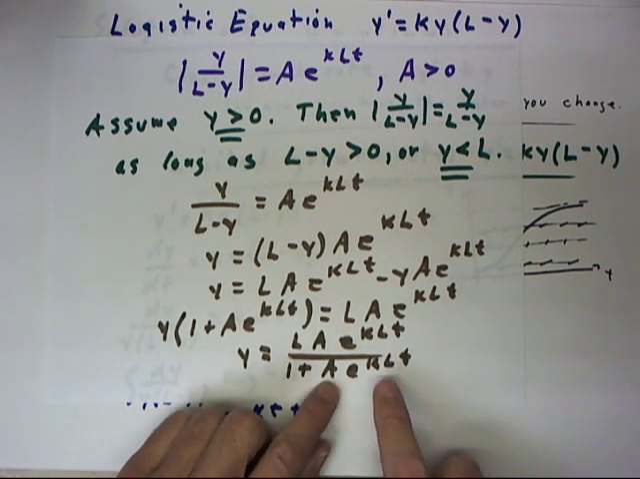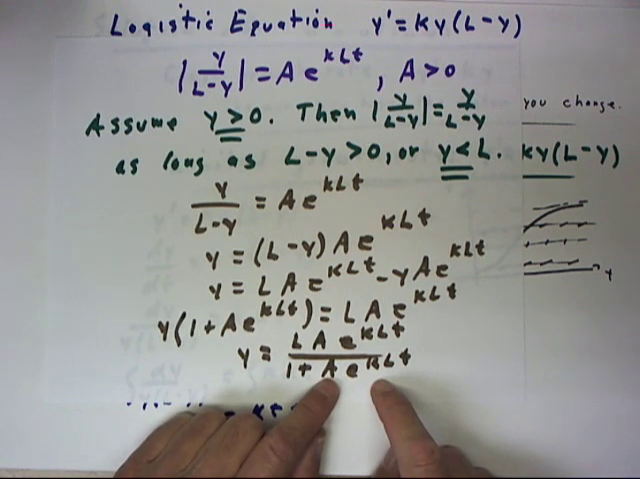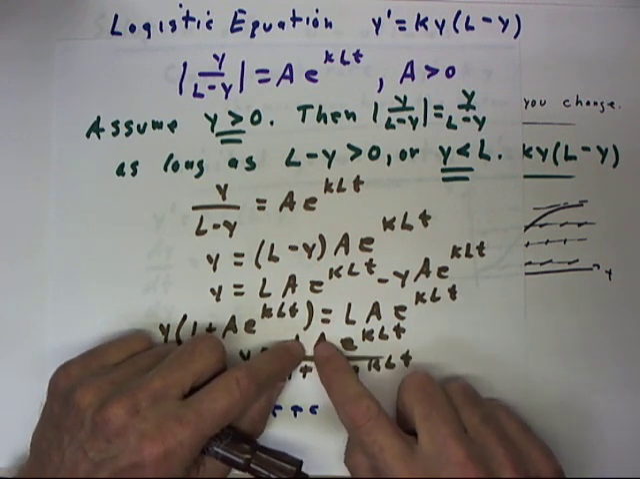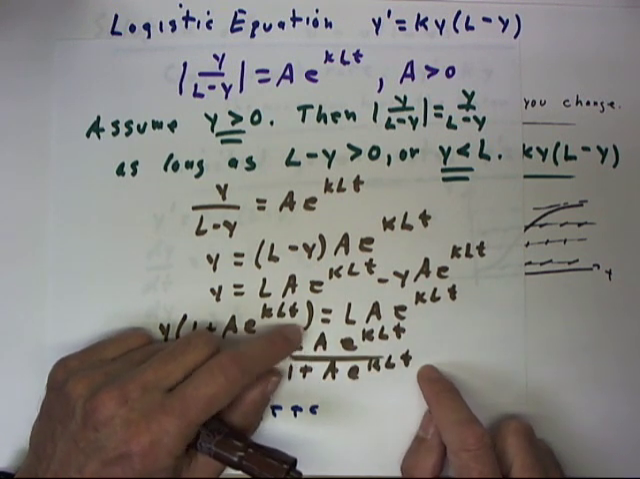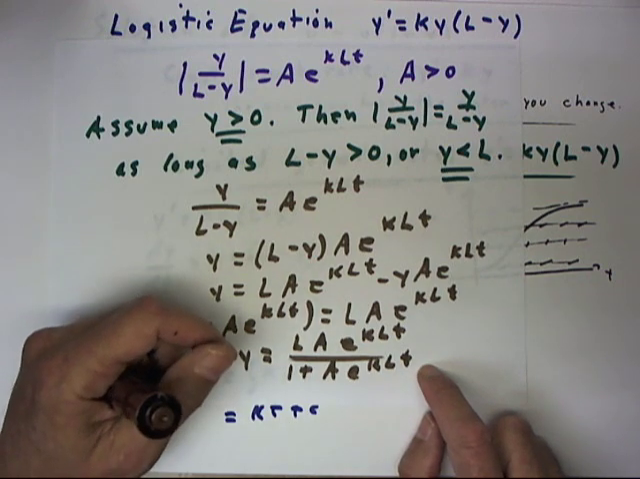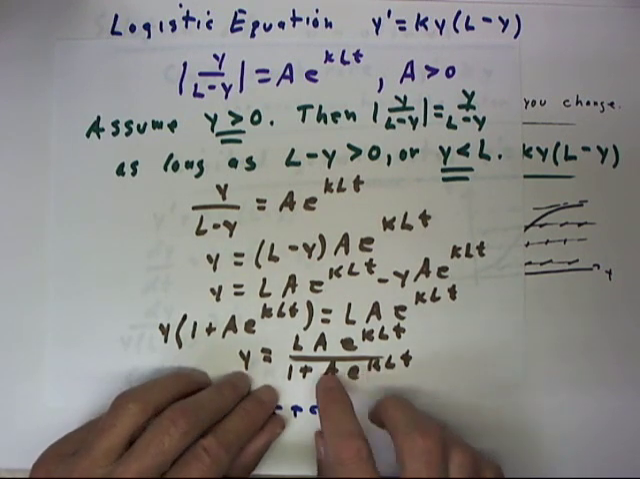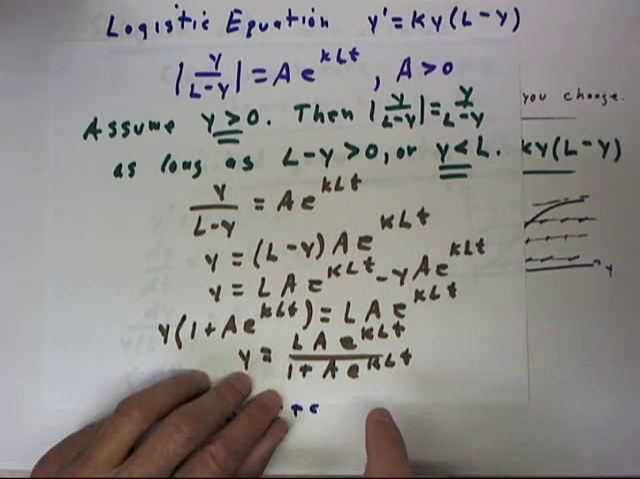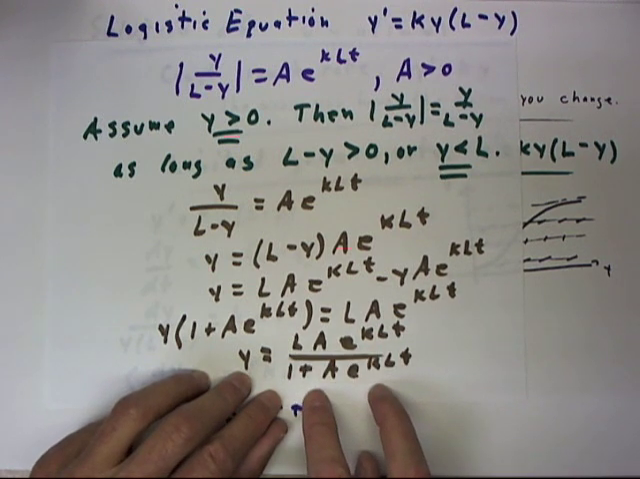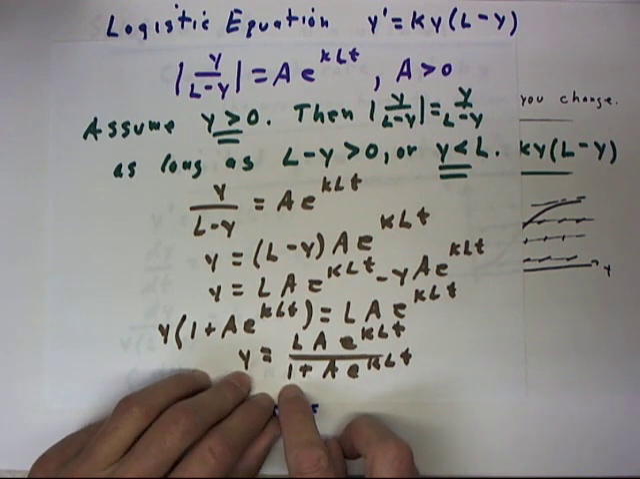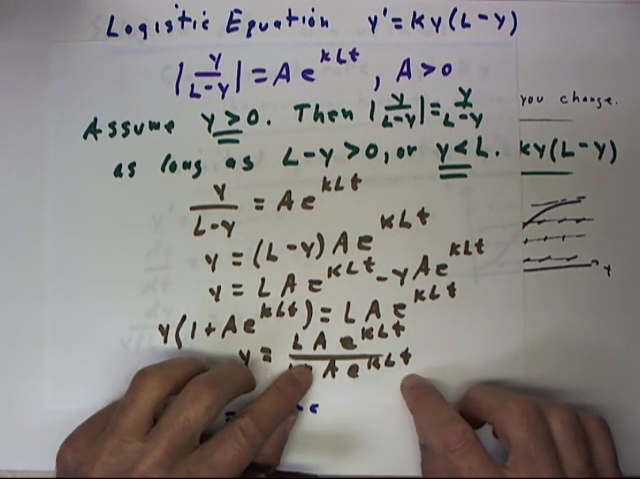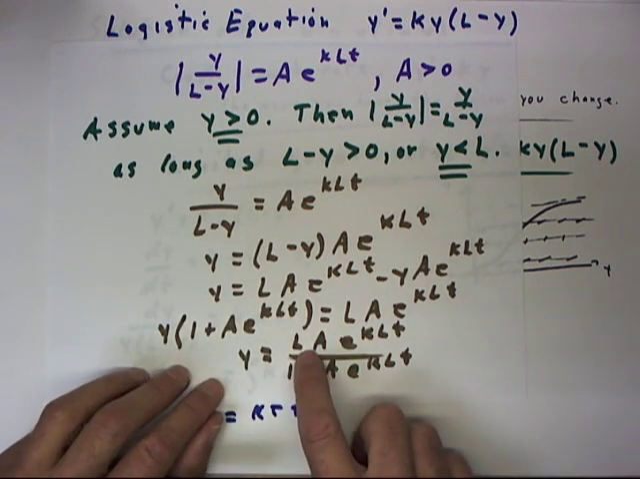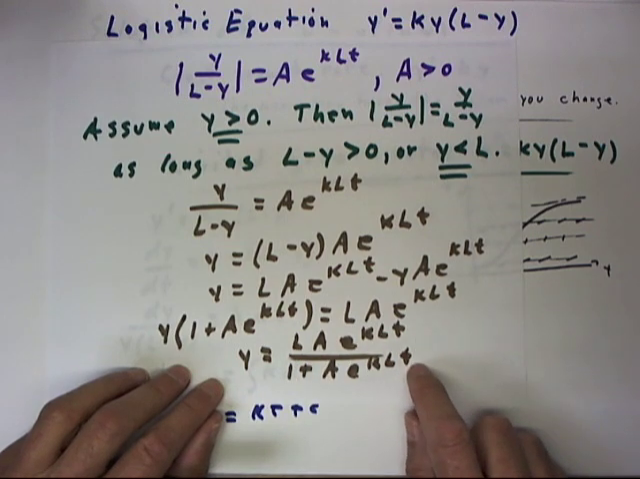Before we go on to analyze the solution a little further, let's just note that when t gets very big, the a e to the KLT here is going to be pretty much equal to 1 plus a e to the KLT, because the a e to the KLT terms are going to become huge. The 1 isn't going to make much difference, so we can pretty much neglect the 1 in the limit of large t, and then this will divide into this, leaving us just L, so that this does approach the limiting value L as t approaches infinity.